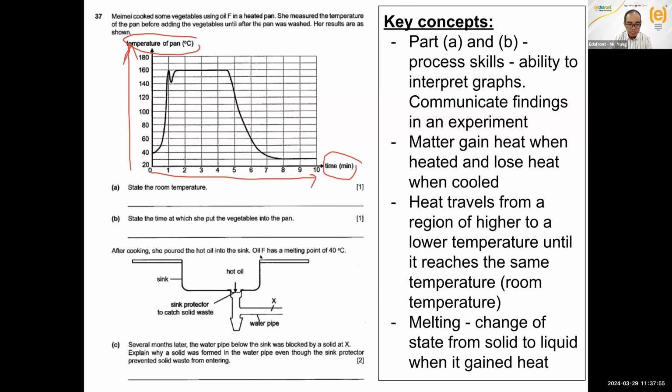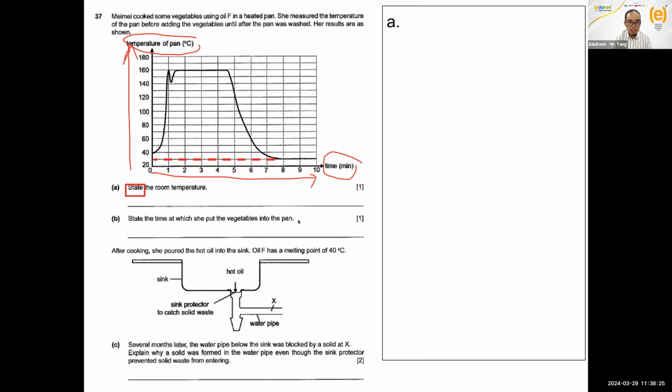oil into the sink. Oil F has a melting point of 40 degrees Celsius. So now we bring in the P5 topic on melting. You guys learned this under the topic of water. Melting is one of the processes of change of state. What is melting? It's a change of state from solid to liquid when the solid gains heat, right? So this is a combination of a P4 topic on heat as well as a P5 topic on melting. Okay, so let's take a look at the question itself.